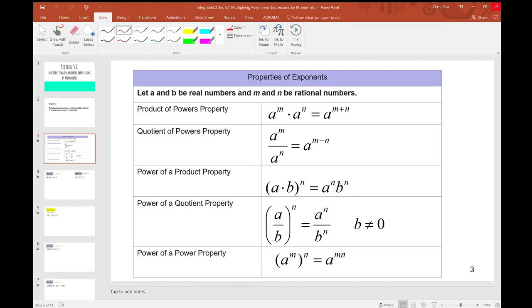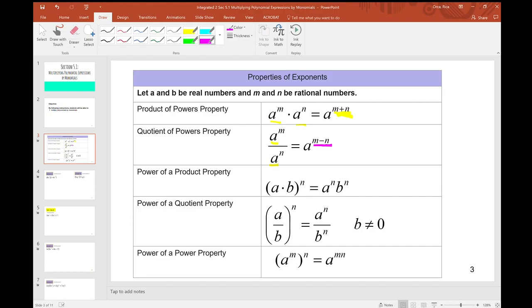The first one is called the product of powers property, and that's when you're multiplying numbers with the same bases. When multiplying numbers with the same bases, for example, a to the m times a to the n, you simply add the exponents. So that's equivalent to a to the m plus n. When dividing numbers with the same bases, you subtract the exponents. So a to the m over a to the n is equal to a to the m minus n.